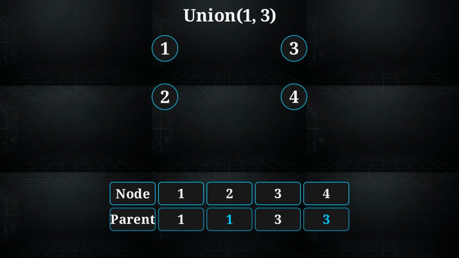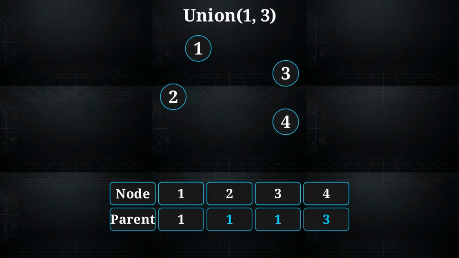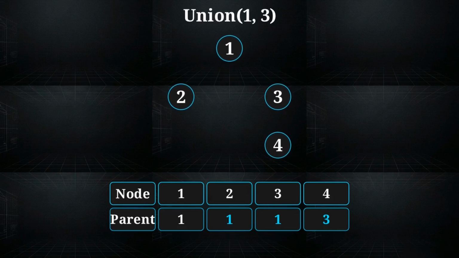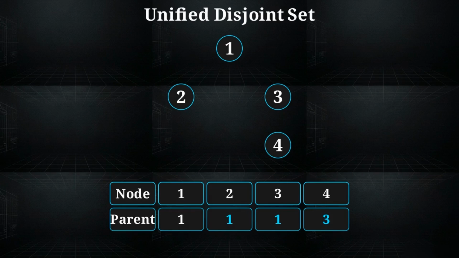Now, consider what happens if we execute union on 1 and 3. Based on the current array, what will find of 3 return, and how will the structure change? The parent of 3 updates to 1. In the tree view, the entire structure that was headed by 3 now sits underneath node 1, merging all 4 elements into a single hierarchy.